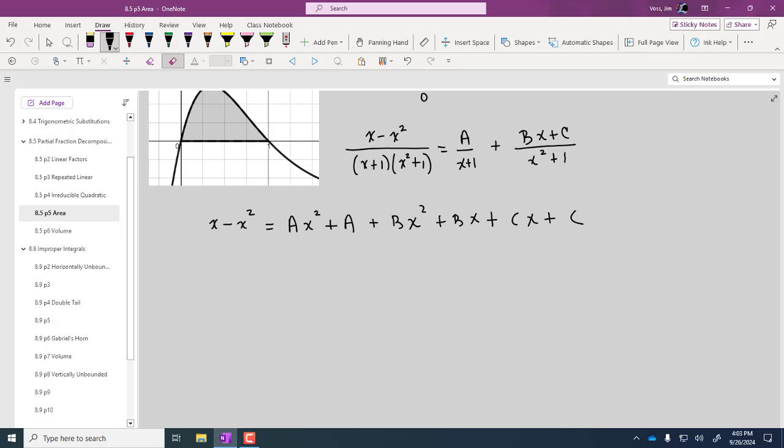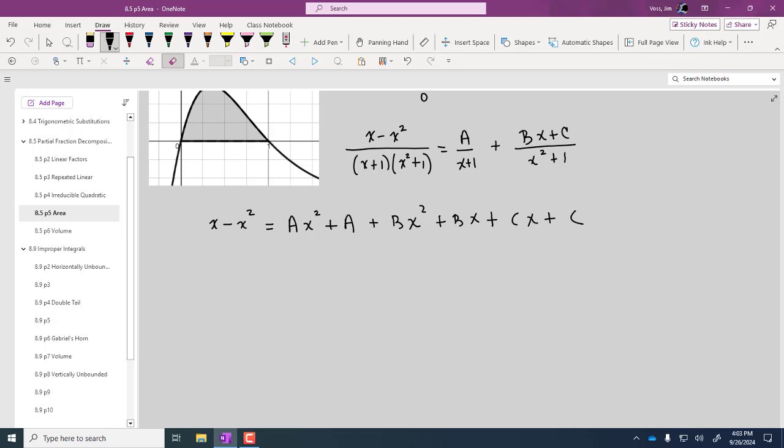Coefficient of x squared on the left is -1. Coefficient of x squared on the right is a plus b. Coefficient of x on the left is 1. Coefficient of x on the right is b plus c. Constant on the left is 0. Constant on the right is a plus c.